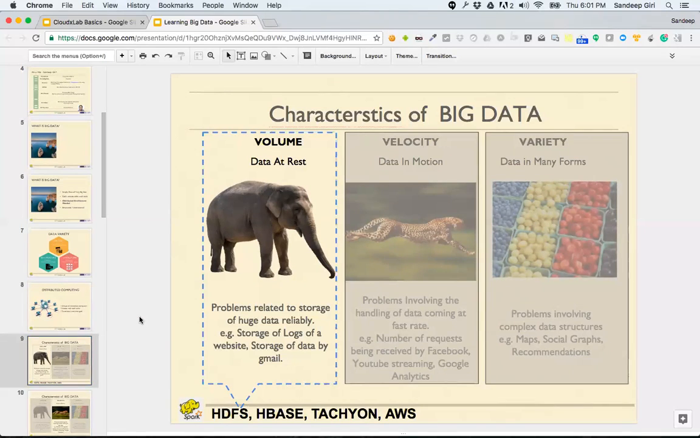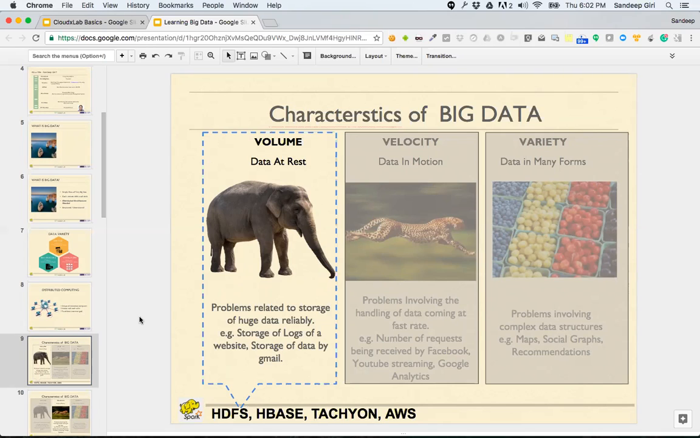Okay, I'll take an example. It is very important to understand that all the tools that we study in this course would try to address either volume, velocity, variety, or two of them or all of them. So let's see what is meant by volume. Let's say your assignment is to store 100 terabytes of data. Now, 100 terabytes of data is huge. You don't have a single computer or a single hard disk providing you that kind of storage, right?